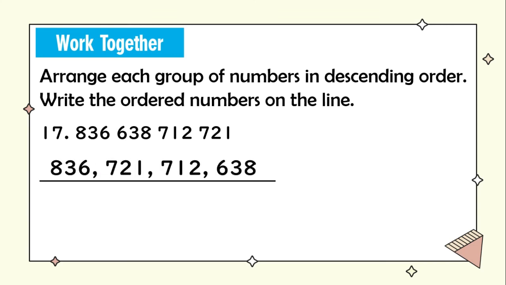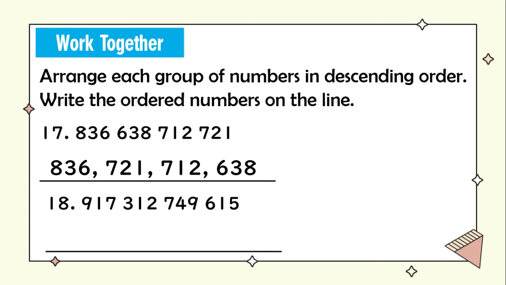For number 18, we have 917, 312, 749, and 615. As you can see, based on the hundreds place value, the highest number is 9. So that's 917, followed by 749, and then 615, and the least number is 312. Very good.